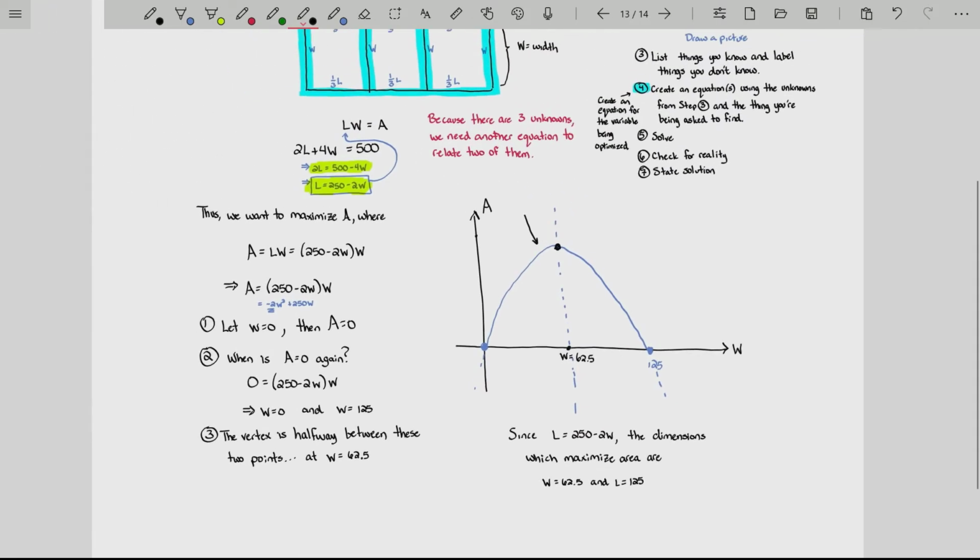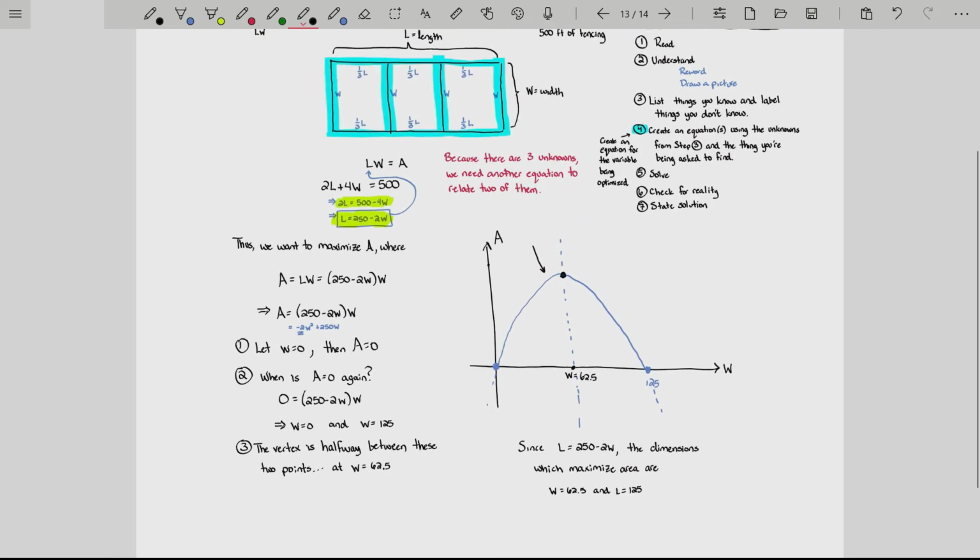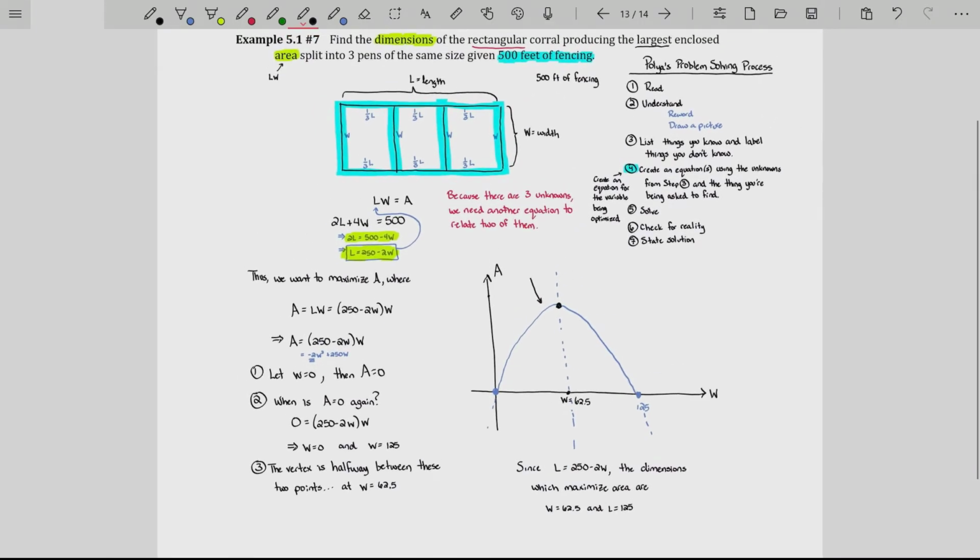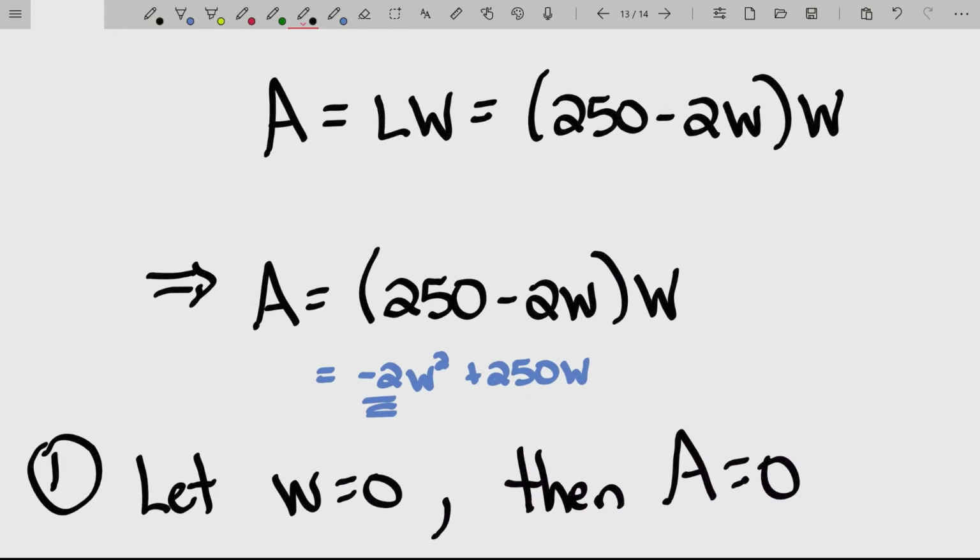You could go back through and double check to make sure that the sum of 2 of those lengths and 4 of those widths would be 500. It will be. And it will present a maximum area. They didn't actually ask us what that maximum area is, but we could totally find it because your area function is right here. So you could plug in 62.5 into those W's because that's where you get the maximum. And I'm just going to do it because I want to.